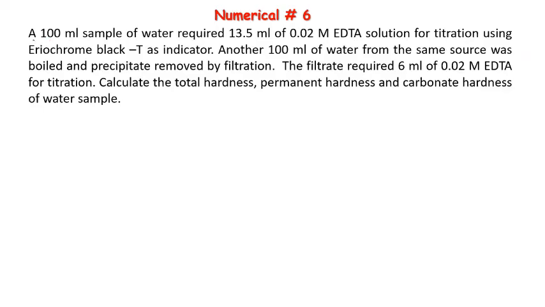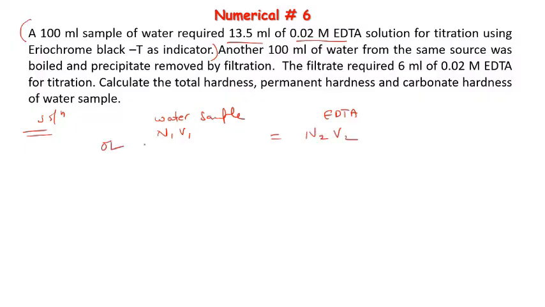In this problem, given is a 100 ml sample of water requires this ml of 0.02 molar EDTA solution for titration using Eriochrome Black T as indicator. Fine. So first we will make one equation out of this statement. How are we going to? So this is the solution. Water sample and EDTA, right? So the normality equation we will write down: N1 V1 is equal to N2 V2, or M1 V1 is equal to M2 V2.